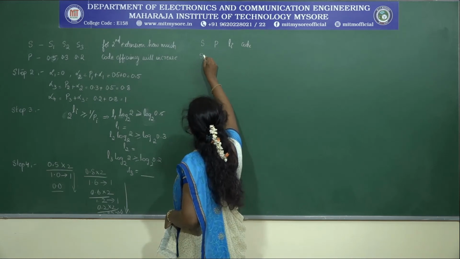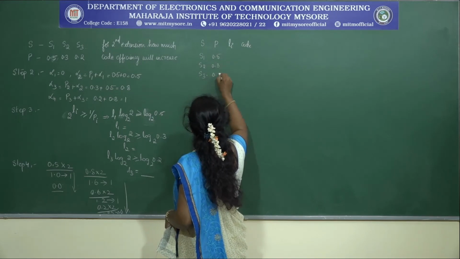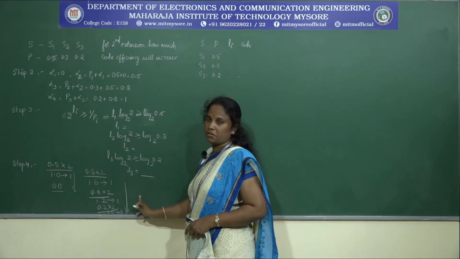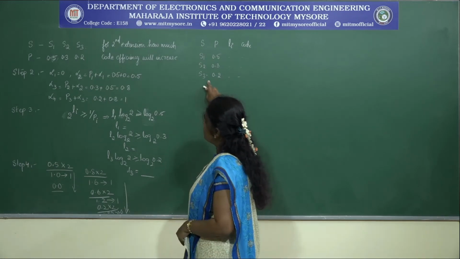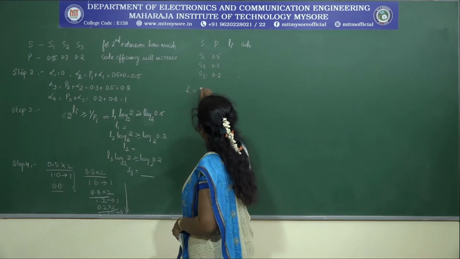So we have the source symbols S1, S2, S3, corresponding to that we have 0.5, 0.3, 0.2, and corresponding to this you fill in whatever you are going to get after finding the solution. So once you find this, next what we need to find? We need to find its minimum average length L.